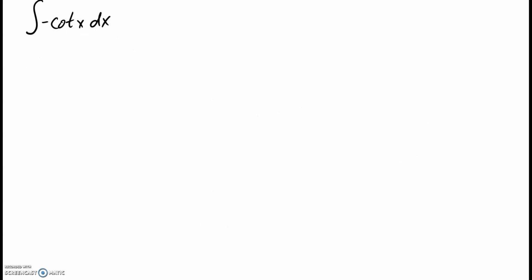Alright, now we are going to discuss this question: the integration of negative cot x dx. Again, first use the identity on cot x, which is cot x equals cos x over sin x. So I will replace the integration of negative cot x dx with the integration of negative cos x over sin x dx. Clear? Now again, we don't have a specific formula or integration rule to directly find the integration of this one, so we have to use the U-substitution method.